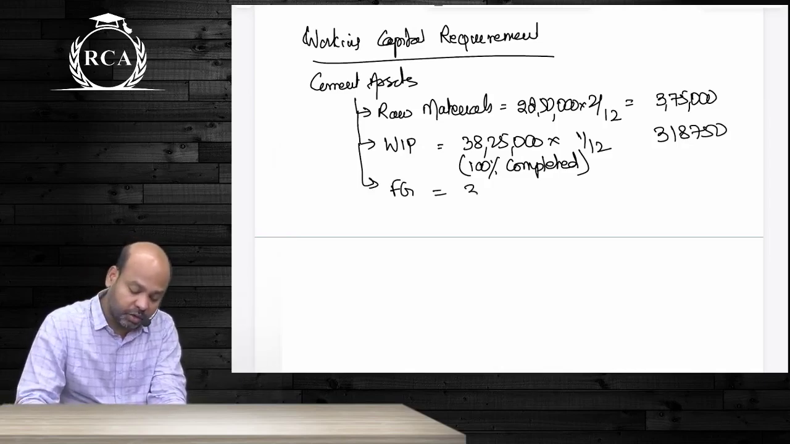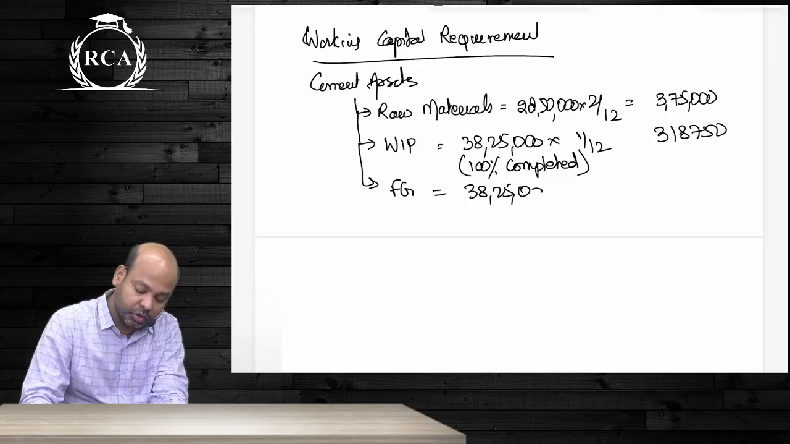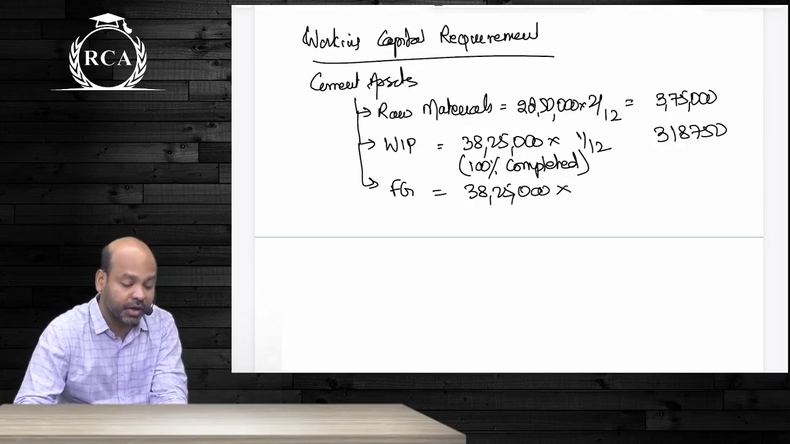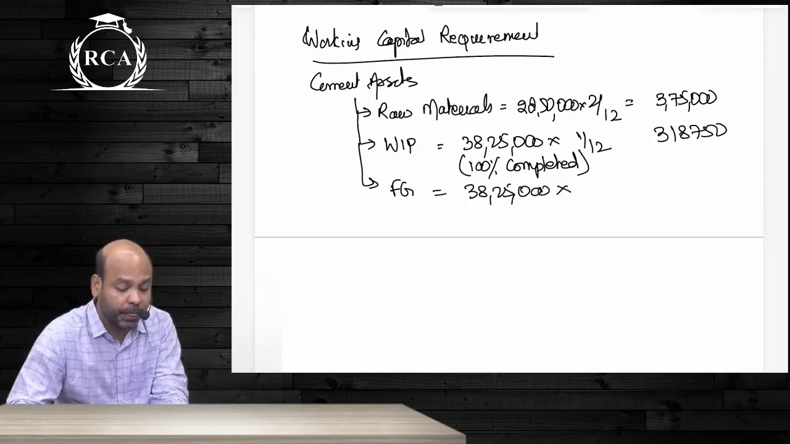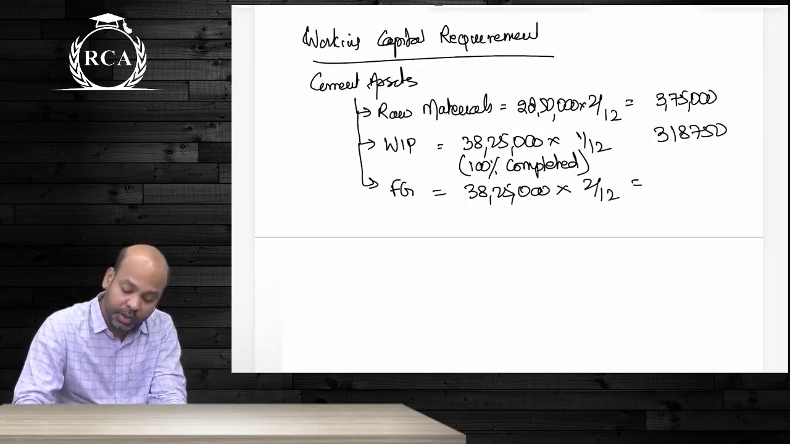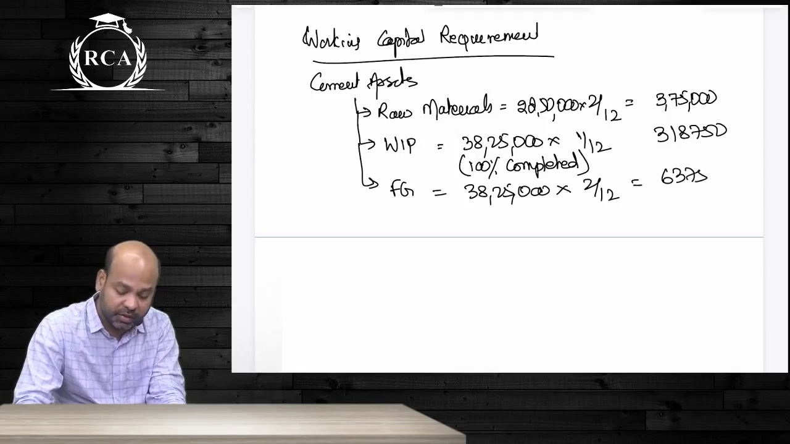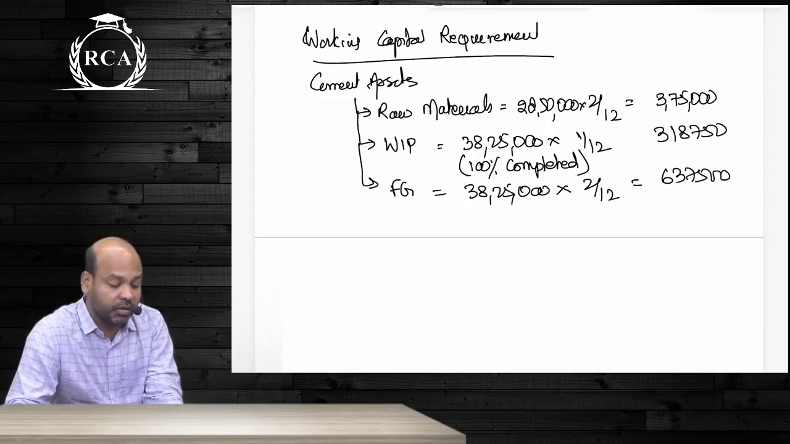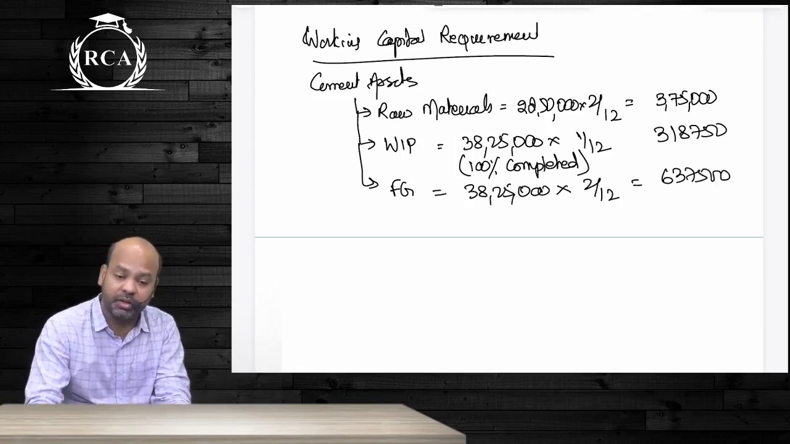Then you take finished goods. Finished goods, guys, will also be based on annual cost of production or cost of goods sold. What is the finished goods inventory that we are maintaining? Finished goods is in stock for an average of 2 months. So into 2, 6 lakhs 37,500. We got the answer to the first and second questions.